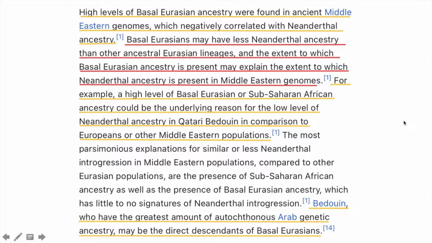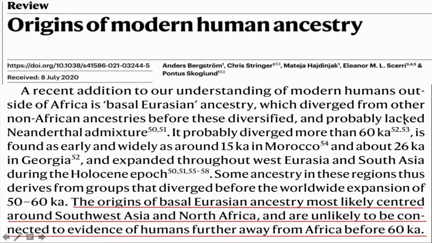So, as we just read, ancient Middle Eastern genomes and indigenous or autochthonous Arabians and Bedouins have direct ancestry to the Basal Eurasians. And so, where did Basal Eurasians reside? Well, this paper, on the origins of human ancestry, says the origins of Basal Eurasian ancestry were most likely centered around Southwest Asia and North Africa, and are unlikely to be connected to evidence of humans further away from Africa before 60 KA, or 60,000 years ago.